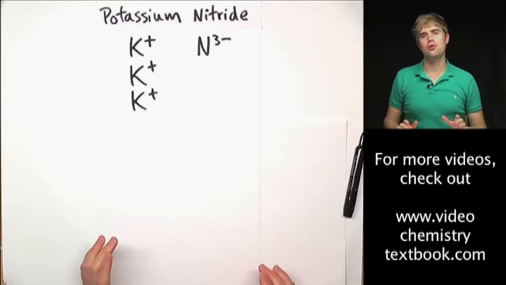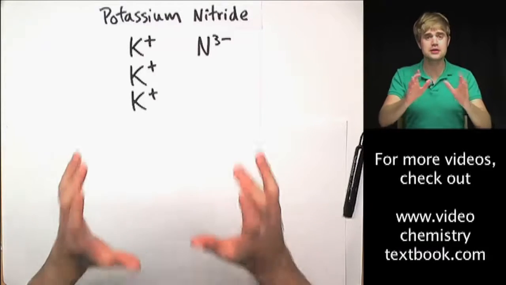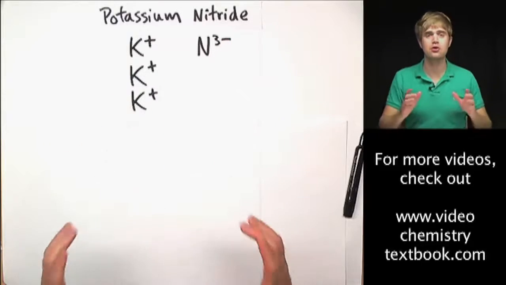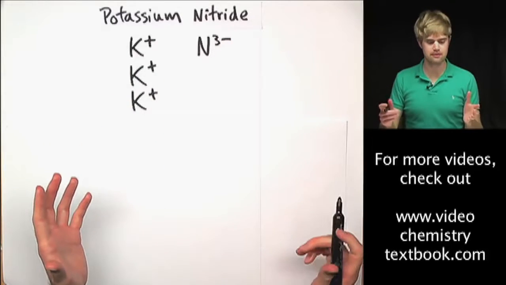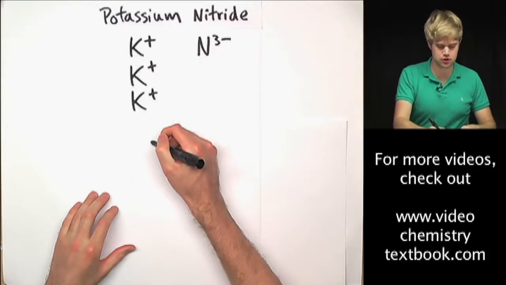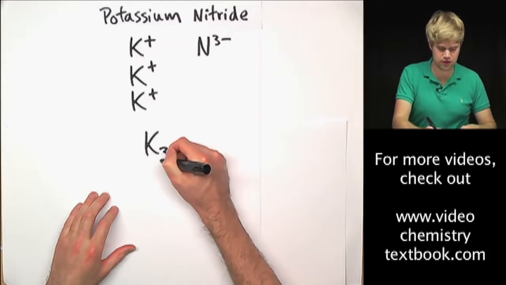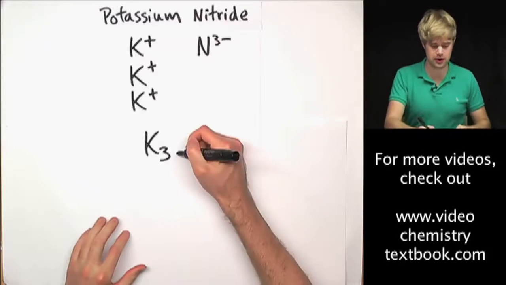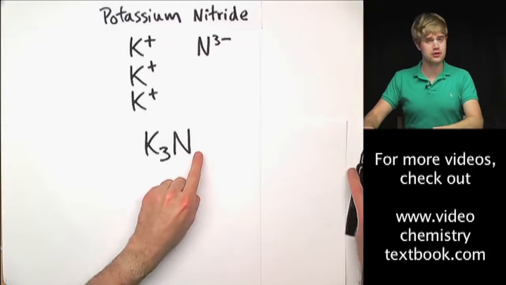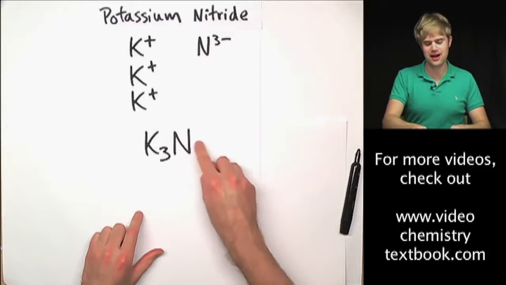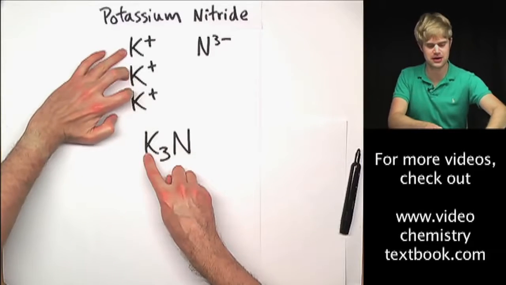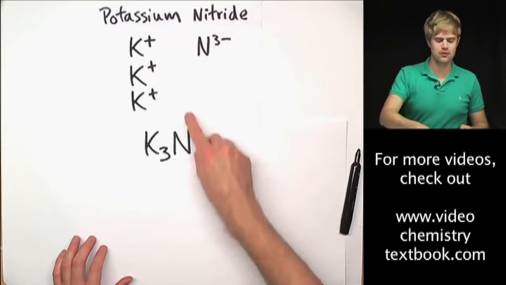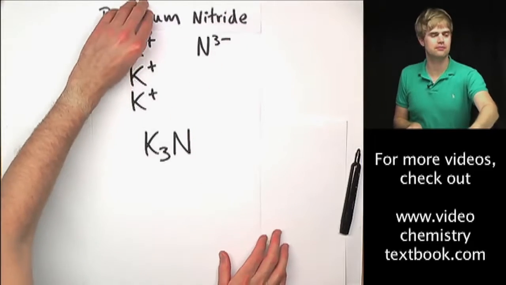Now when I write my chemical formula, I want to literally say, how many atoms of each type do I need for the charges to balance? I'm going to need 3 potassiums, so I'm going to write K3, and I only need 1 nitrogen, or 1 nitride. So I'm going to write N with nothing after it. And if I don't write anything after it, it means 1. So 3 potassiums, 1 nitrogen. The correct formula for this is K3N.